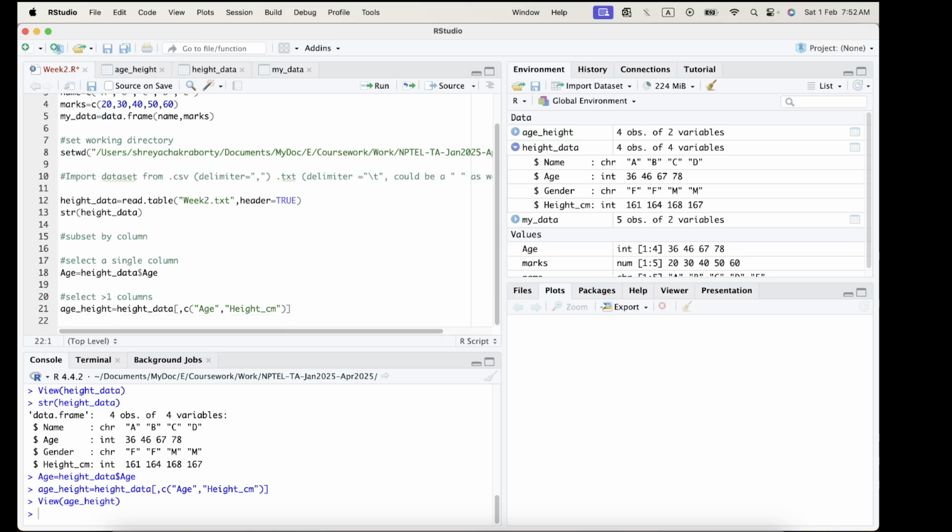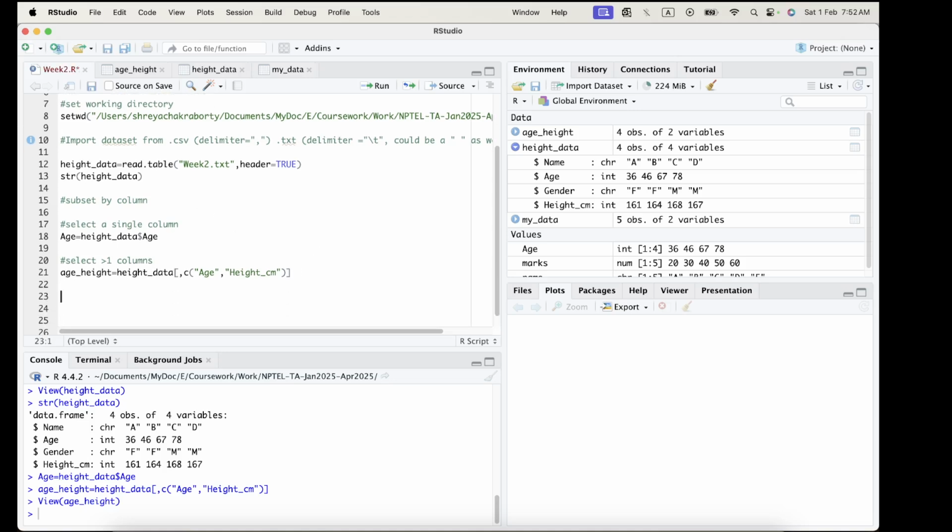Alright, so once this is done, next if I want to subset only the heights of female individuals, I want to select height of female candidates.